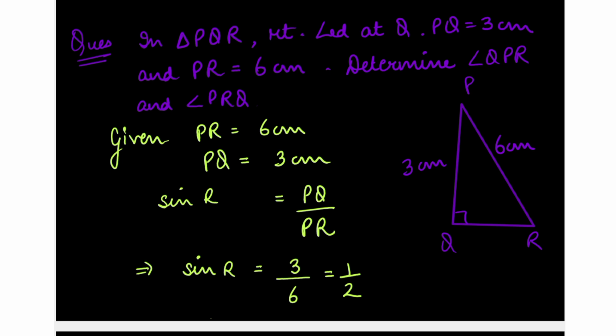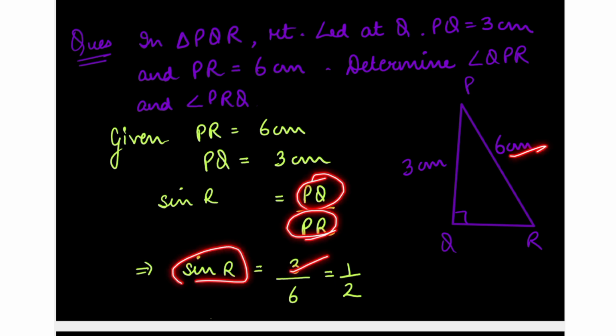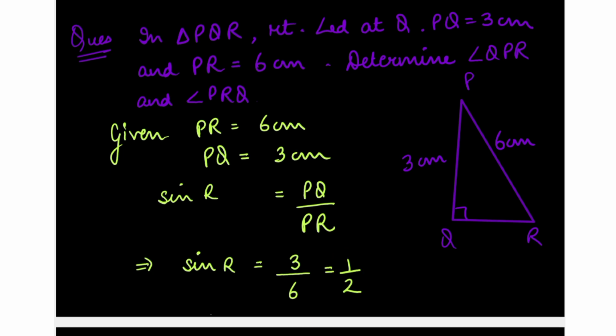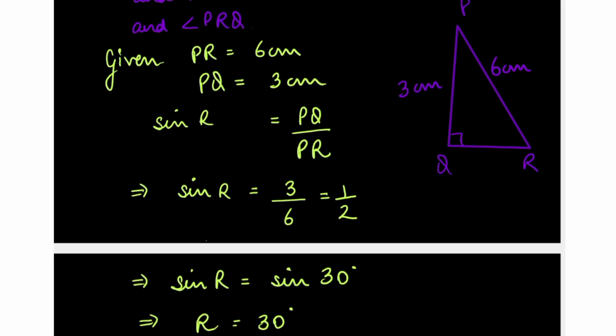So first let us take sin R. Because if we take sin R, we can say that PQ is the perpendicular and PR is the hypotenuse. So PQ upon PR is equal to sin R. Now PQ is 3, PR is 6. So sin R, PQ upon PR, that is 3 by 6. We are left with 1 by 2. So sin R comes out to be 1 by 2.